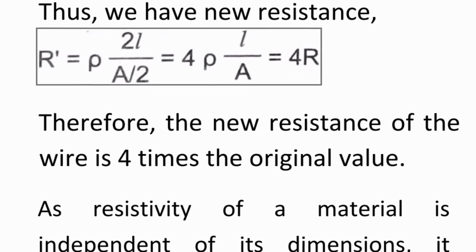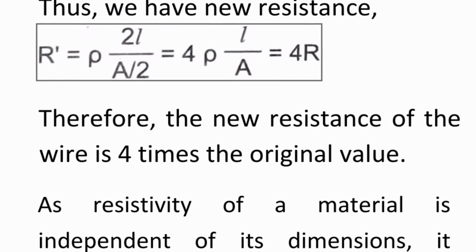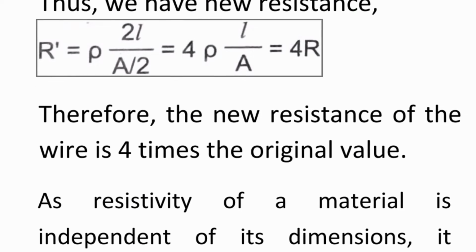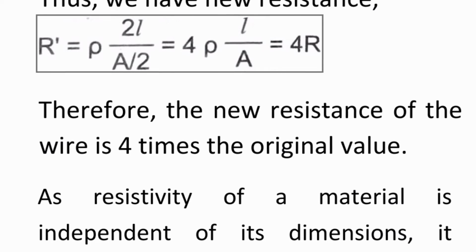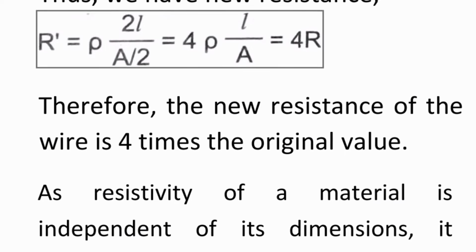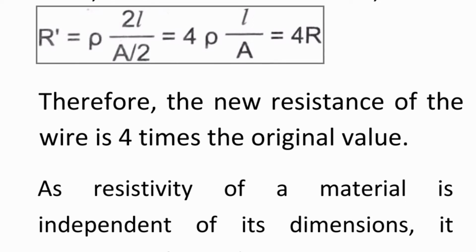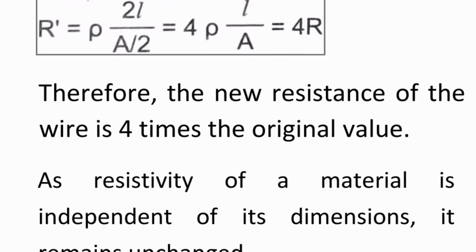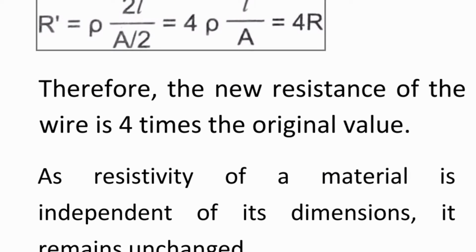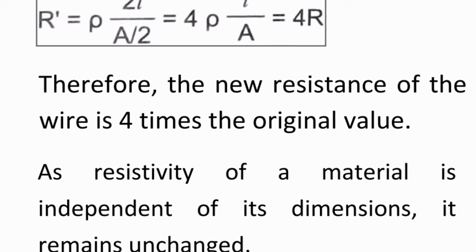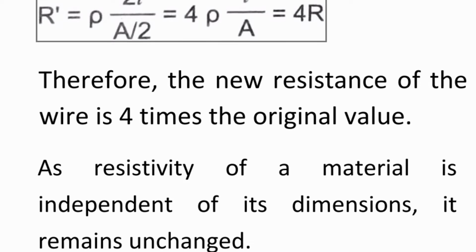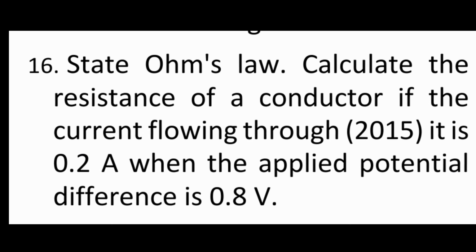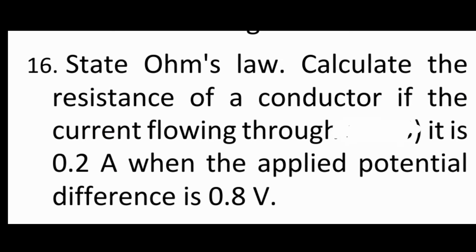Okay, is it clear? Now we have one more question, that is to find the new resistivity of the material also. How can we find the new resistivity? We have studied that the resistivity of the material is independent of its dimensions, right? So even if the dimensions are changed, it will not affect the resistivity, so it remains unchanged. Now we can move to the next question.